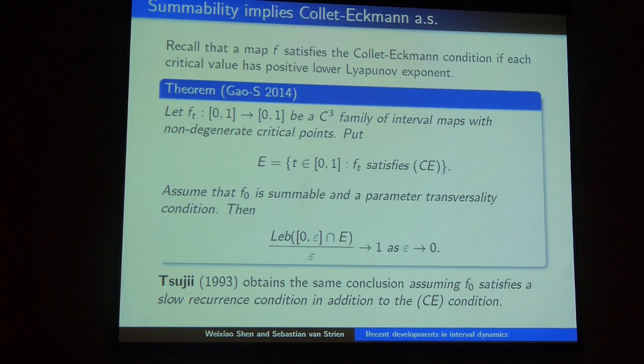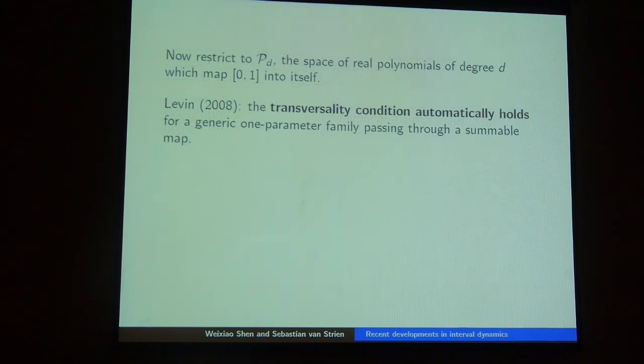In this case, it assumes F0 itself satisfies the Collet-Eckmann condition instead of the weaker summability condition. Moreover, we assume some kind of slow recurrence condition. So this result, if we restrict it to the space of polynomial maps, say PD, the space of real polynomials of degree D mapping [0,1] to itself, then actually the transversality condition automatically works for a generic family.